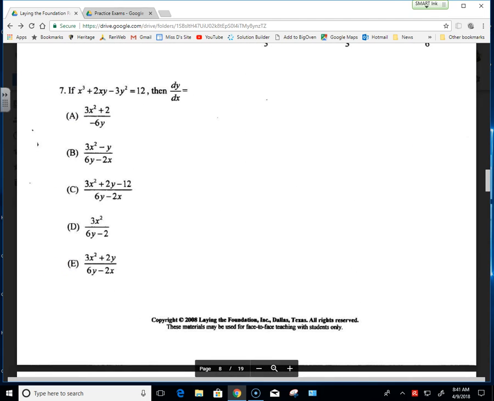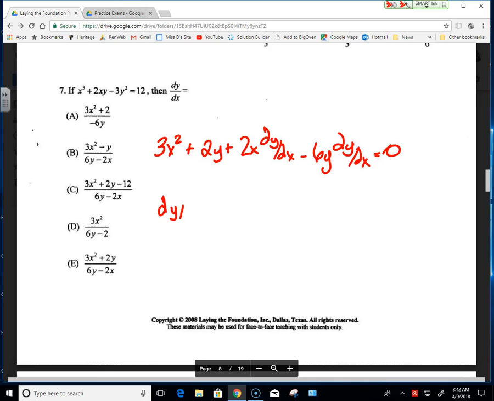You're trying to do implicit differentiation, true? Did you guys do the product rule with 2xy? Good. So we have 3x squared plus 2y plus 2x dy/dx minus 6y dy/dx equals 0. You had 0, right? And when you got dy/dx alone, you would have factored, subtracted these two, negative 3x squared minus 2y, then divided by, when you factor out, 2x minus 6y.